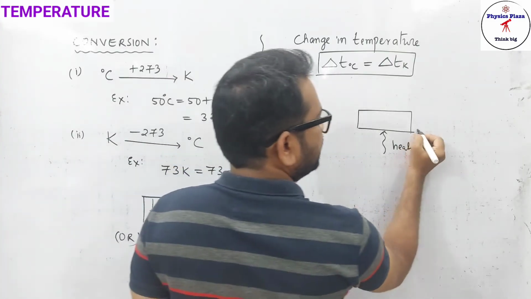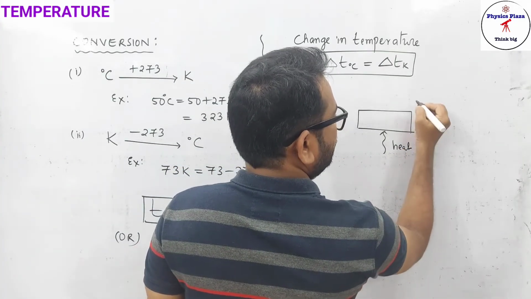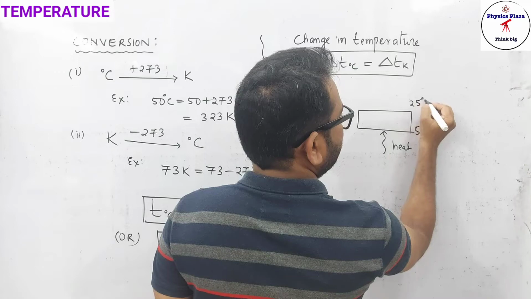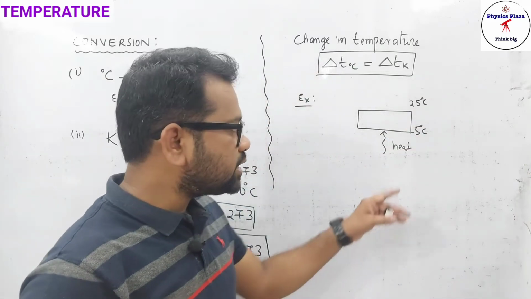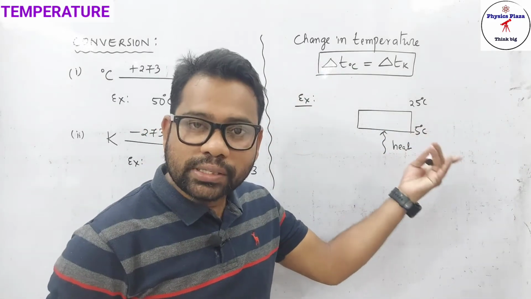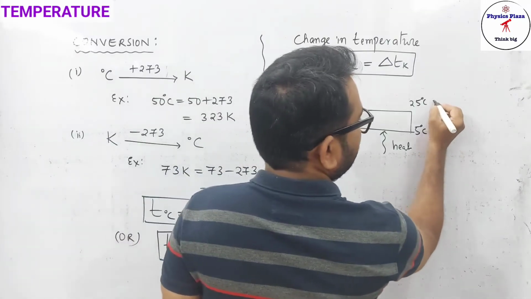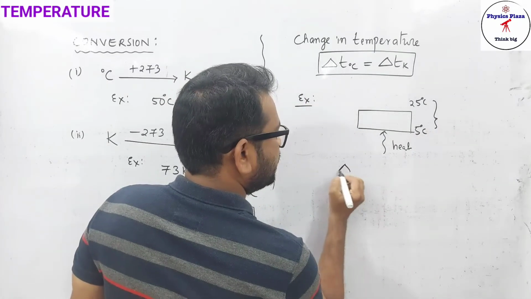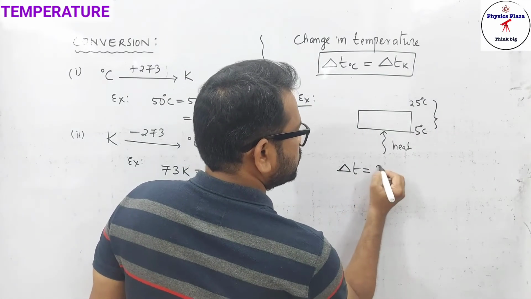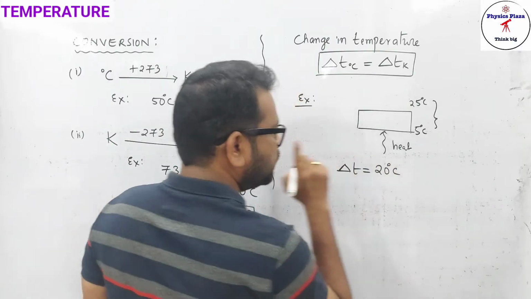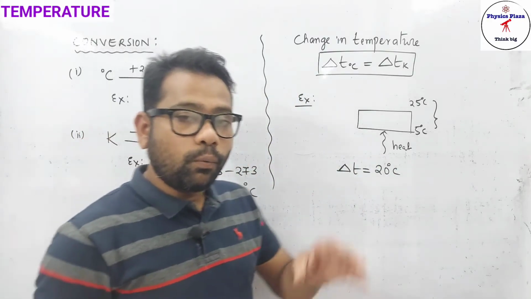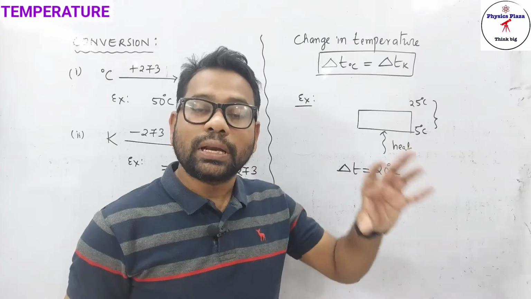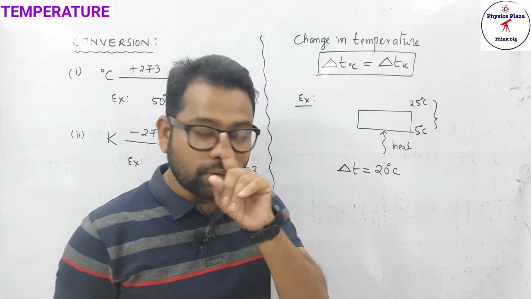Let us say initially it is at 5 degrees Celsius. Now it has reached 25 degrees Celsius, let us say. So there is some rise in temperature. So what is that rise in temperature, children? The rise in temperature will be delta T is equal to 20 degrees Celsius. Now the question is, what is the corresponding rise in temperature in the Kelvin scale?